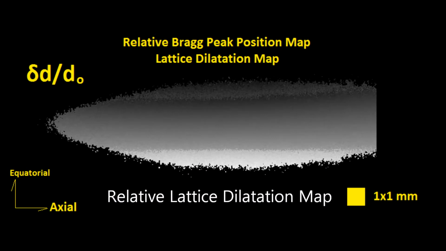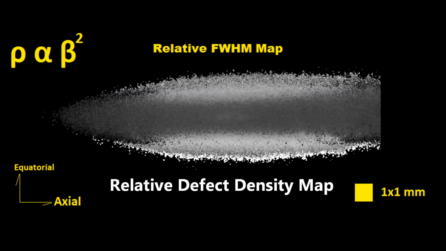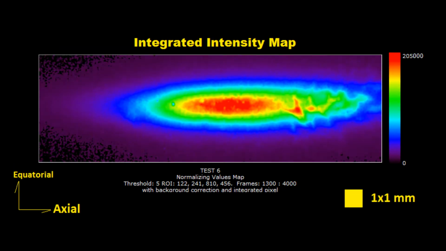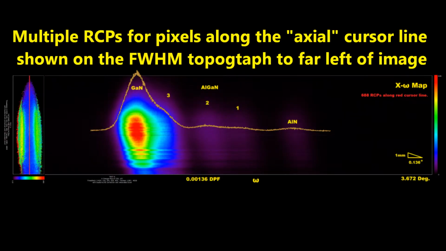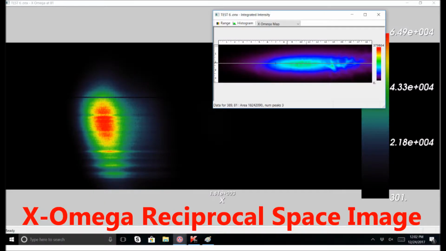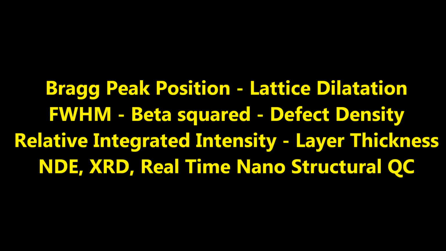A thorough analysis of the data set yielded the following maps: lattice dilatation map, relative defect density map, and relative layer thickness analyses. The next X omega images are a series of rocking curve profiles for an equatorial cursor line for each pixel stacked one above the other in pseudo color.